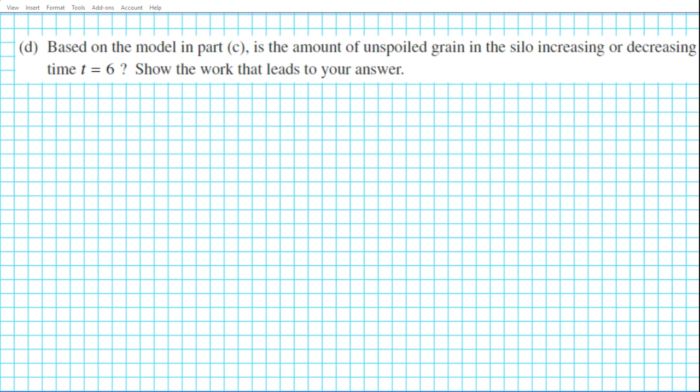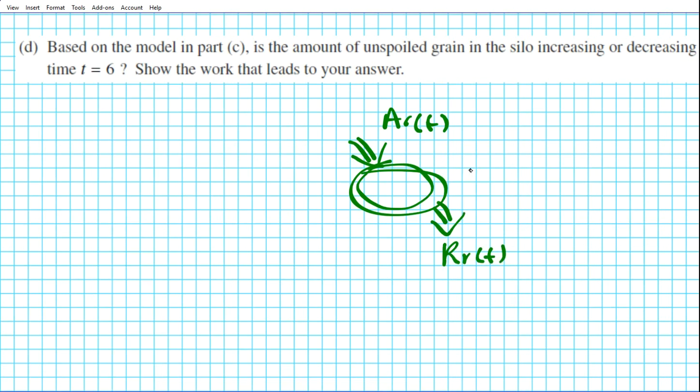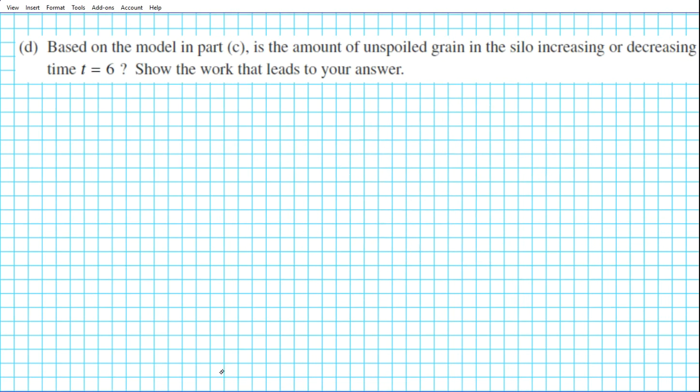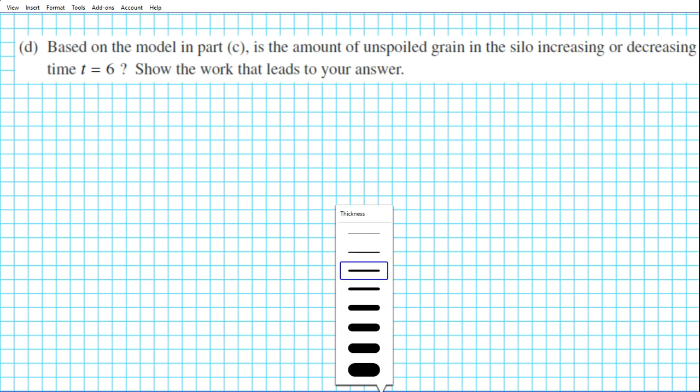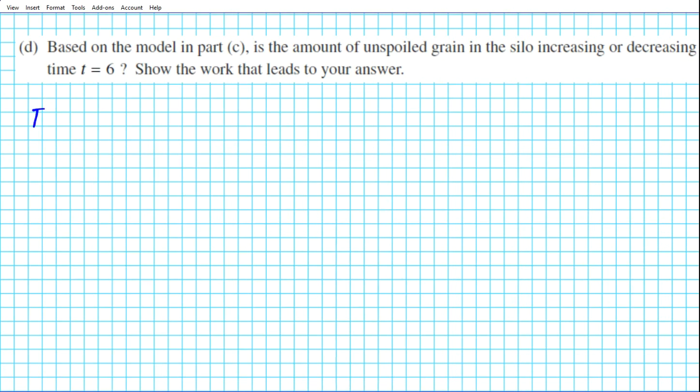Let me give you a sketch. Let's say you have a bucket of water, and water is being added to it. You have an add rate, and then water is being taken out of it, or let's say it's leaking water, and this is your removal rate. Then you're asked to determine if the amount of water is increasing or decreasing at a particular point in time. That's a typical AP Calc question. Let's take a look at the formula that is going to guide our problem solving process. The formula is as follows.